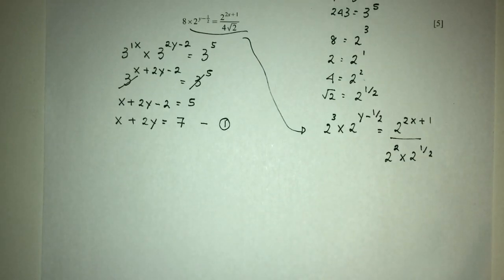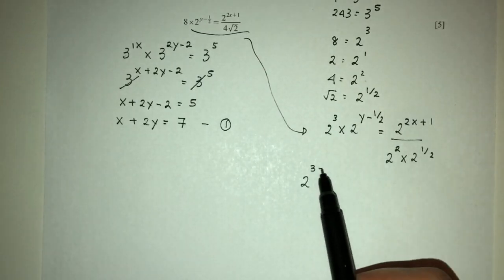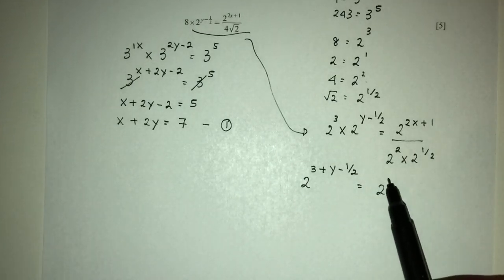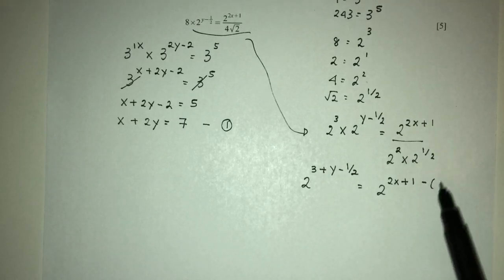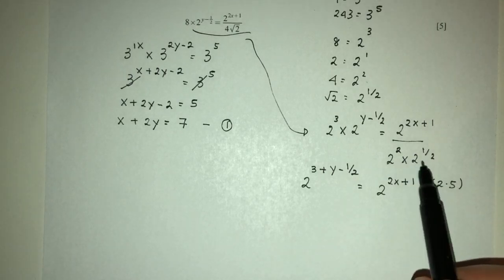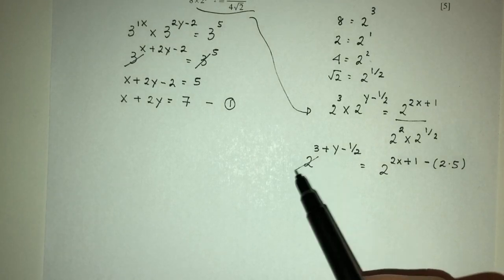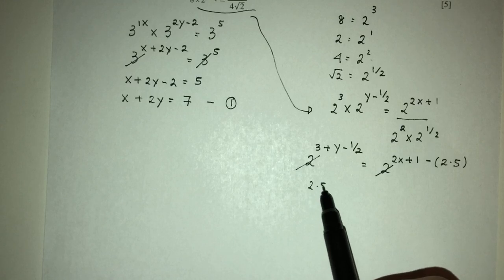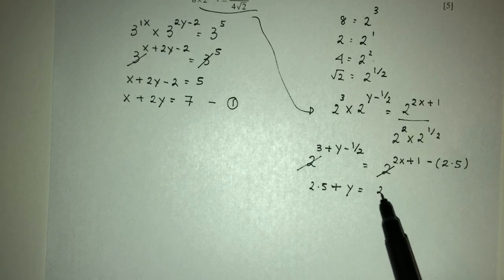Now let's simplify this to see what happens. So we have 2 here, 3, multiply becomes plus y minus half, equal to 2 power x plus 1, divide becomes minus, that will be 2.5, because if you add those two, 2 plus half is 2.5, right? Now we can cancel the base because they're the same on both sides. You will have 2.5 plus y is 2x.